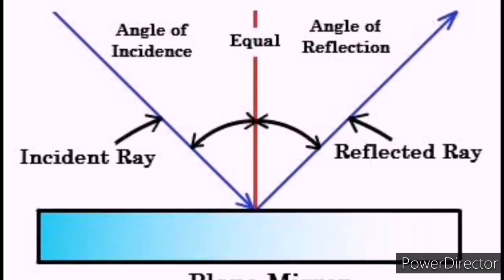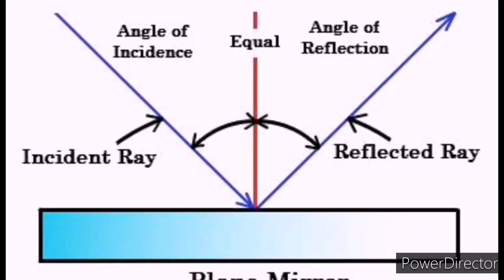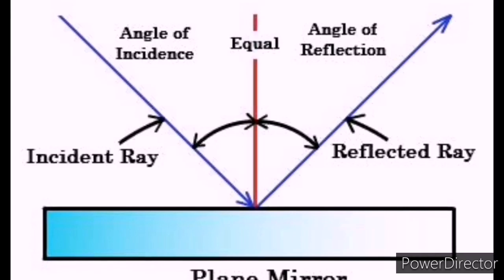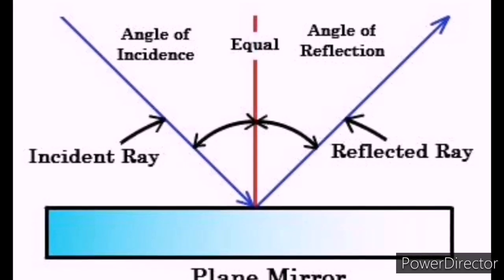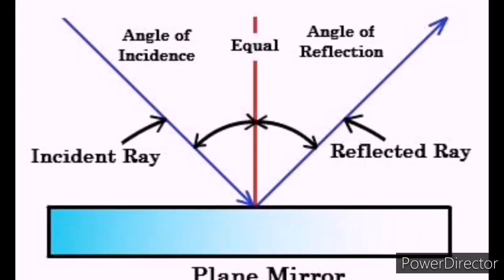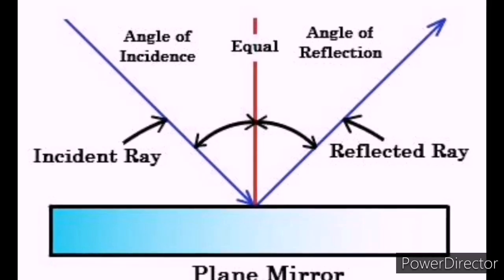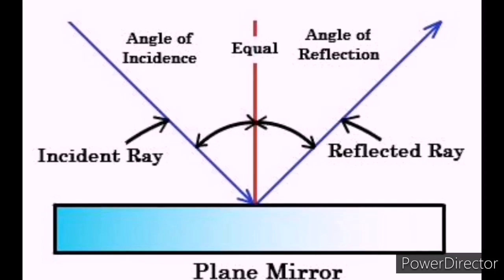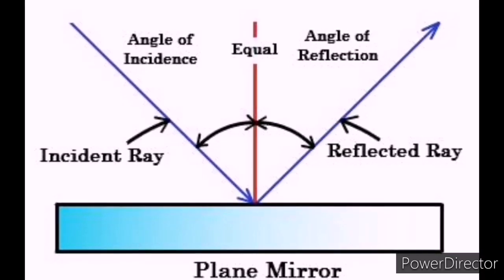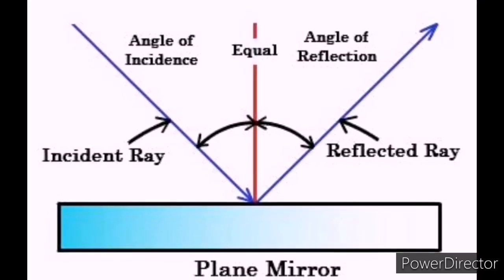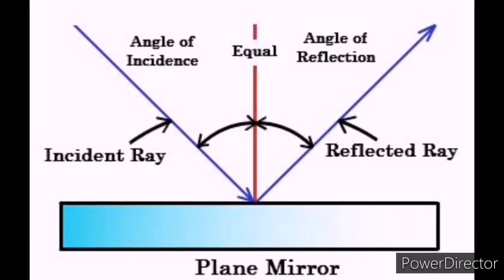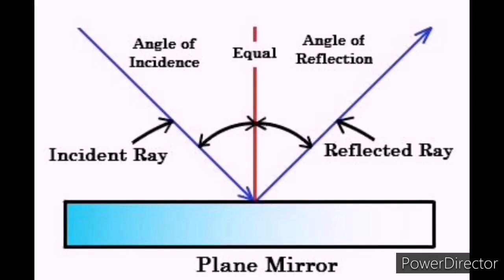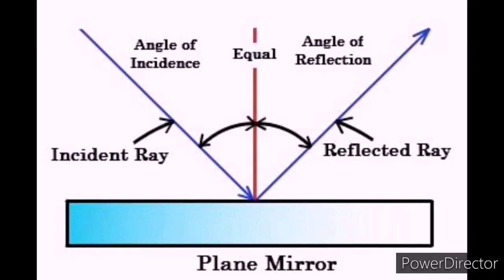Plane mirror. A plane mirror is a mirror with a flat reflecting surface. When light rays strike a plane mirror, the angle of reflection is equal to the angle of incidence. The angle of incidence is the angle between the incident ray and the surface normal. Therefore, the angle of reflection is the angle between the reflected ray and the normal. A collimated beam of light does not spread out after being reflected from a plane mirror, except for diffraction effects.